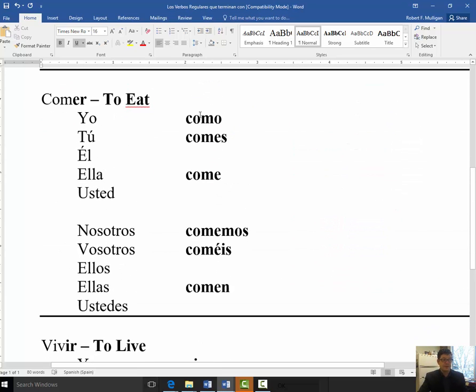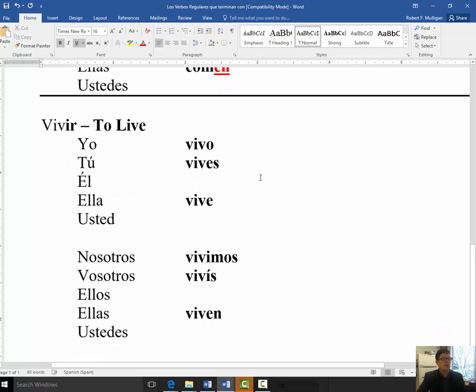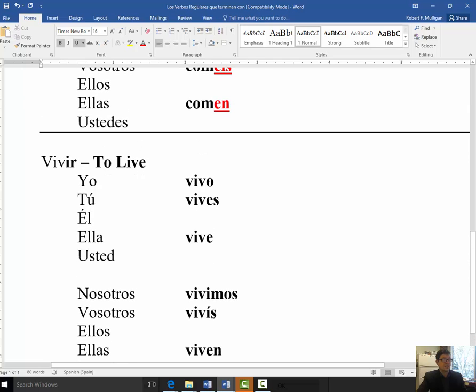ER verbs, fairly similar. You take the ER off and you replace it with the O. You take the ER off and you replace it with ES. You take the ER off and you replace it with E, etc. EMOS for the nosotros form, comemos, comes, and comen. And the IR verbs have almost the same endings.